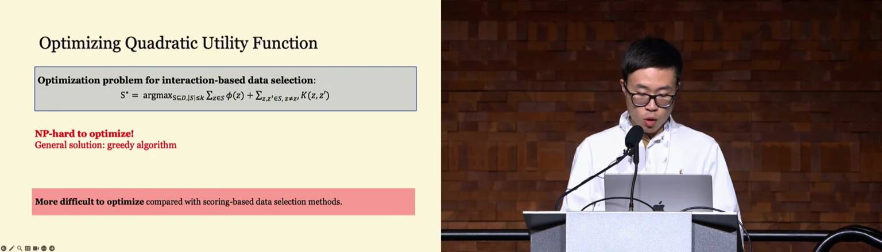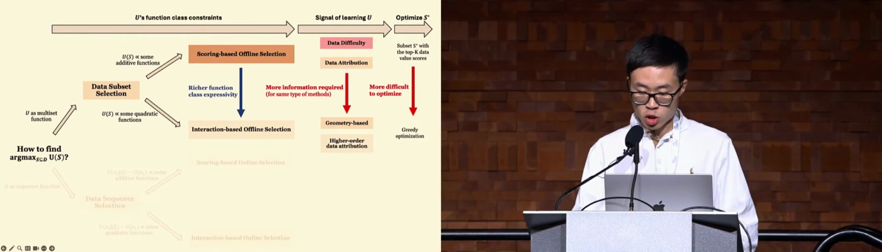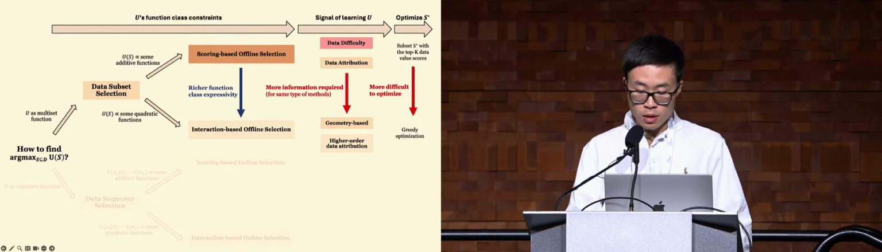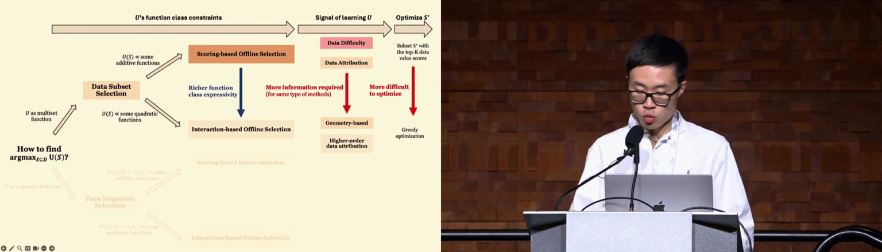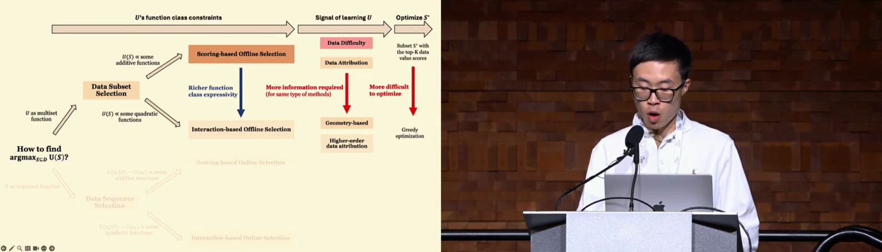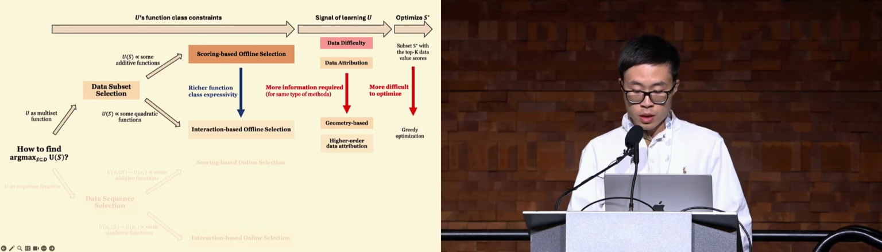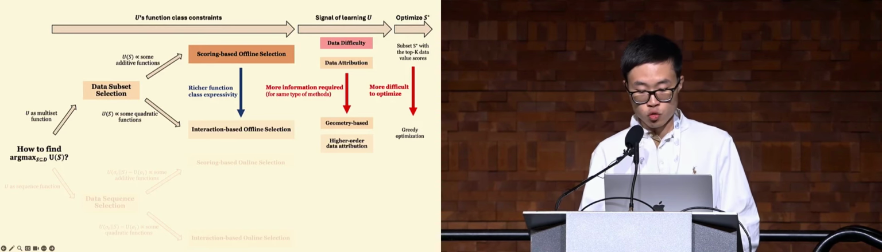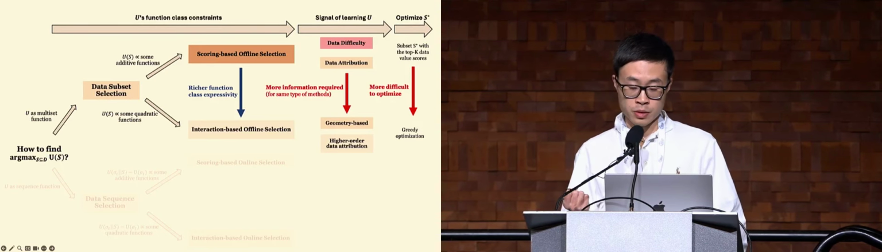Also, for interaction-based selection, the optimization problem becomes significantly more challenging. Unlike the scoring-based method, where we could simply sort and select the top k examples, this quadratic objective function is NP-hard to optimize. To make this tractable, a greedy algorithm that iteratively selects the data points to maximize the utility function gain has also been used.